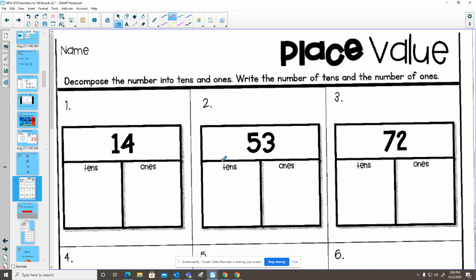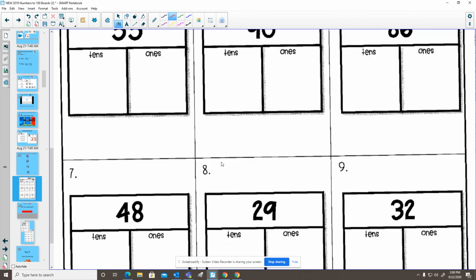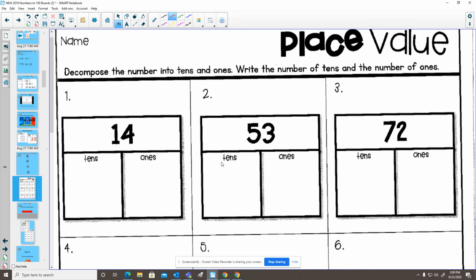All right, so now you get to go and do a sheet that looks like this. You're going to look at this number. Let's do one together: 14, and decompose the number into tens and ones. You write the number of tens and the number of ones in the place value chart. If you look at 14, how many tens are in this number? 1. How many ones? 4. You got it. How about 53? We have 3 ones and 5 tens. Awesome. So now you can go and do that practice by yourself, and you'll find this on the Google slide.